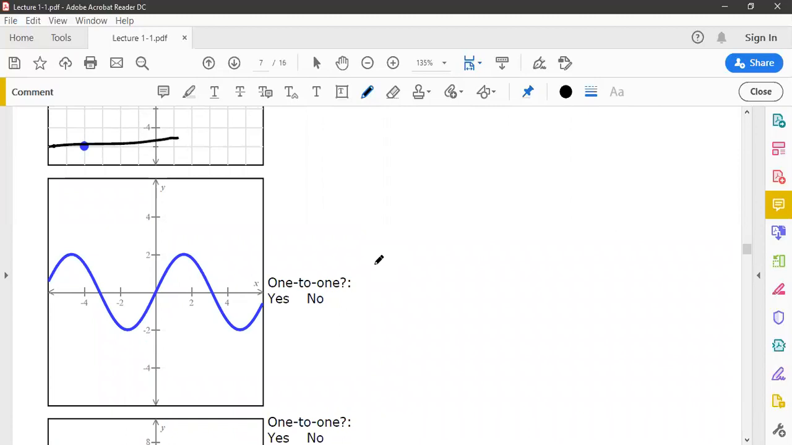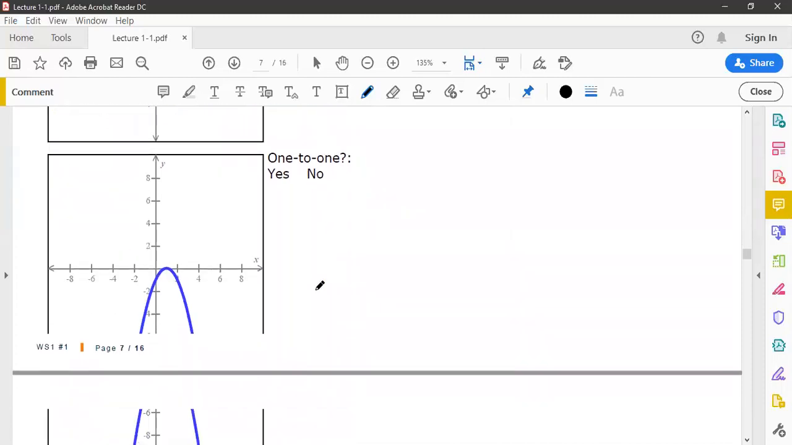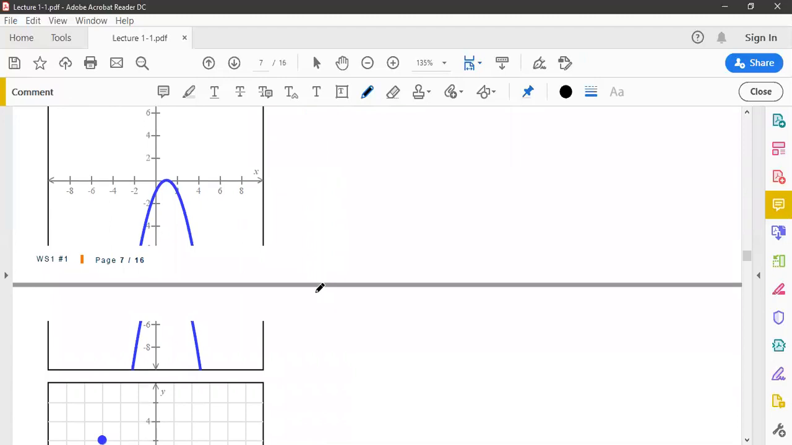For this graph, when I draw a horizontal line, notice it intersects the graph in more than one place. Therefore, it is not one-to-one. Another example. Again, in this case, if I drew a line here, or if I drew a line here, it would intersect in more than one place.